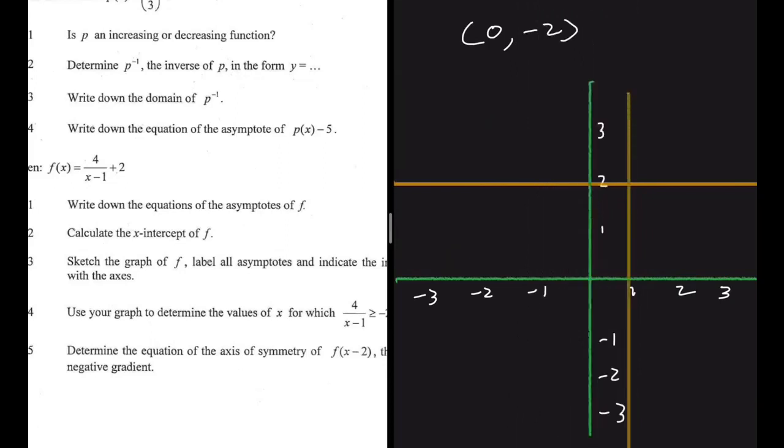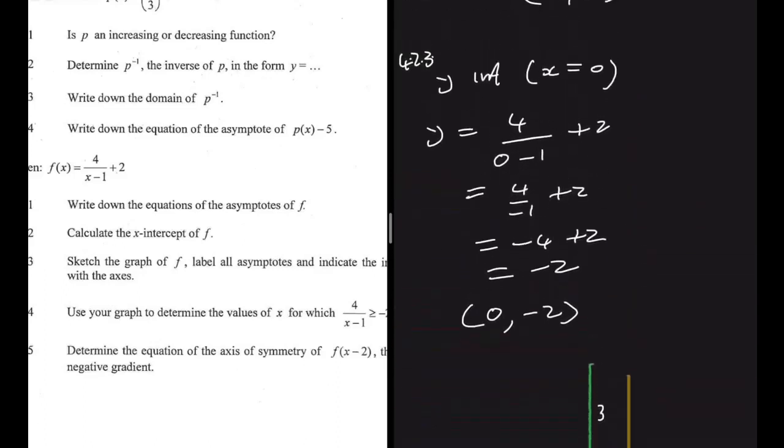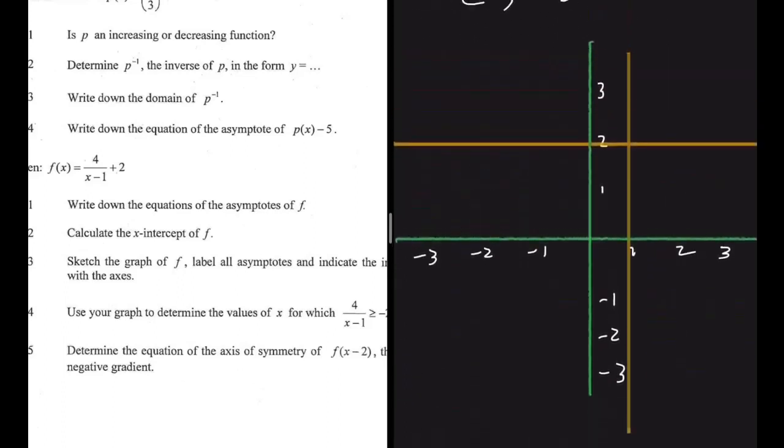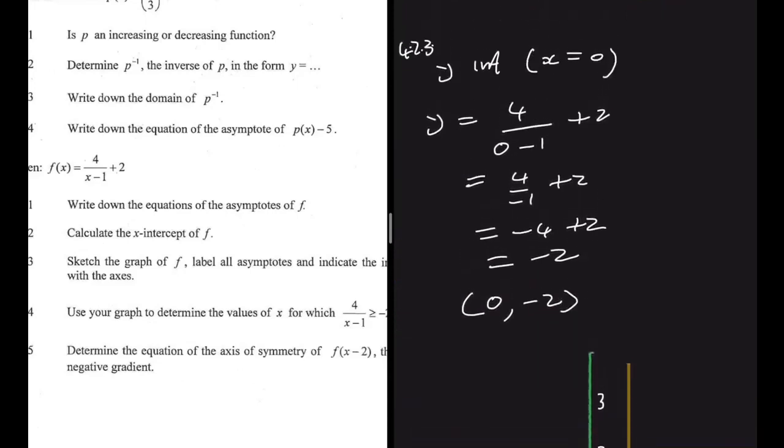Right, now we just need to indicate the intercepts. We have one intercept at minus 1 and 0, right? The x-intercept. So we're going to have a coordinate right here at minus 1 and 0. And then the other one is at 0 and minus 2. So we have another intercept here. And just like that, we're almost done. We just need to sketch our function, right? If we go ahead and do that, we should have something like this.